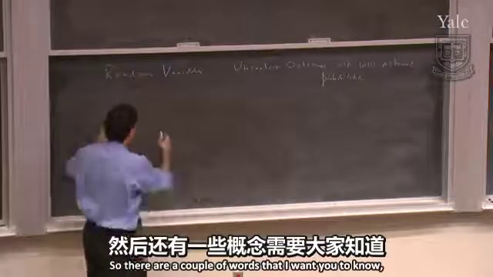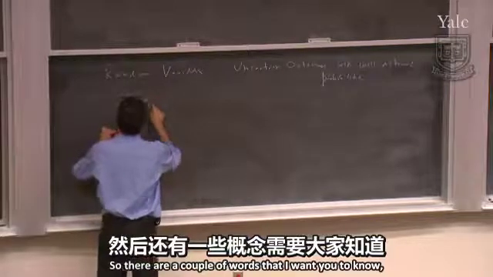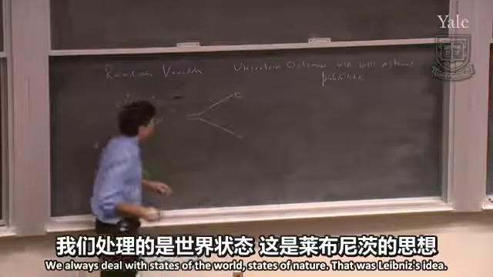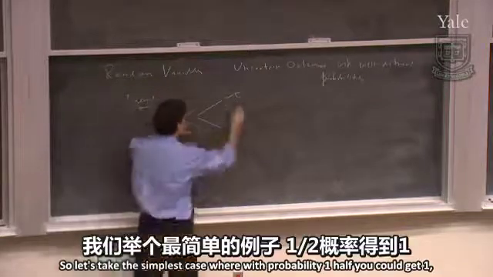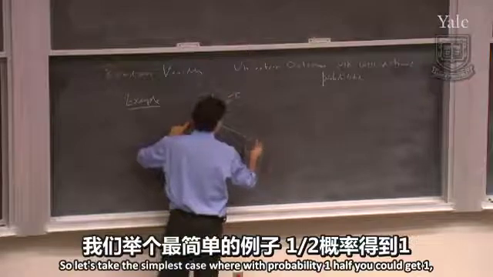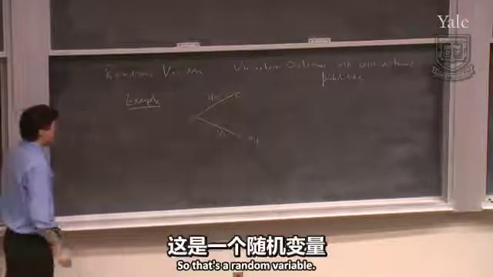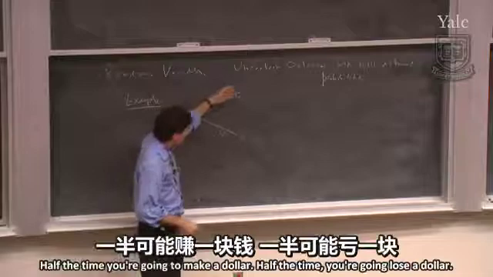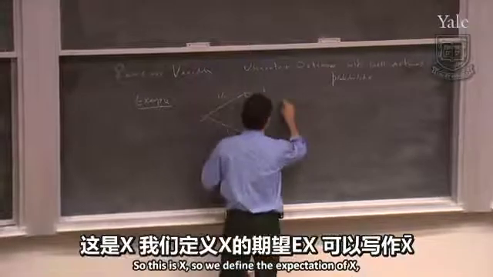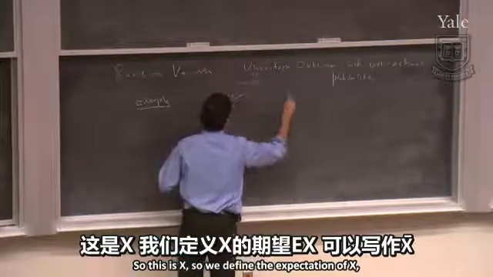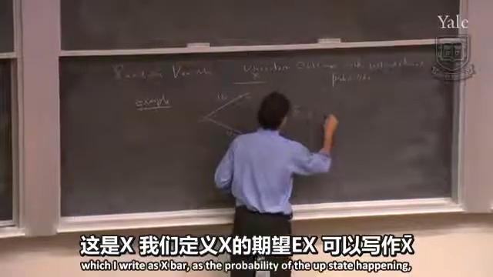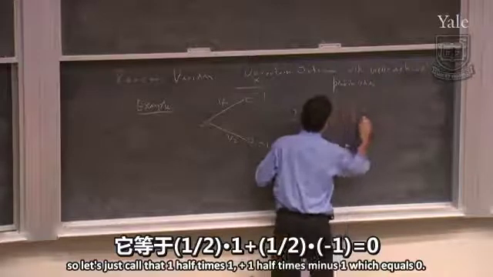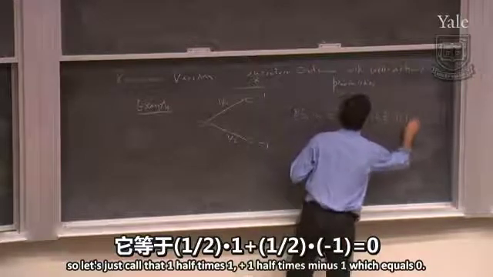So there are a couple of words that I want you to know, which we went over last time, but I'll just do an example. So suppose we always deal with states of the world. Okay, states of nature, that was Leibniz's idea. So let's take the simplest case where with probability of half you could get 1, and with probability of half you could get -1. Okay, so that's a random variable. It might be how your investment does. Half the time you're going to make $1, half the time you're going to lose $1. So this is x. So we define the expectation of x, which I write as x bar, as the probability of the upstate happening, 1/2 times 1 plus 1/2 times -1, which equals 0.